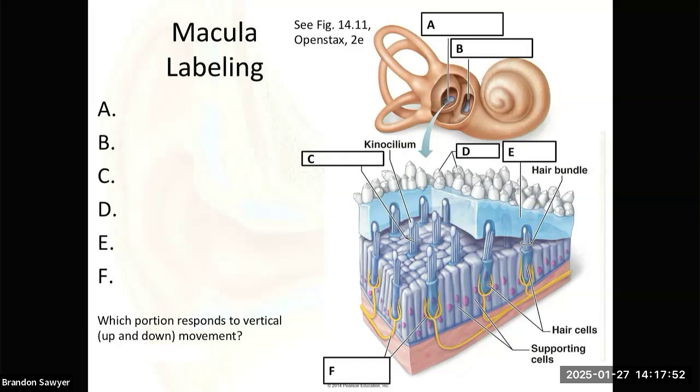Is this associated with vertigo? Typically your semicircular canals are a little bit more associated with vertigo, but definitely if you have a problem with these, it can lead to vertigo as well, for sure.